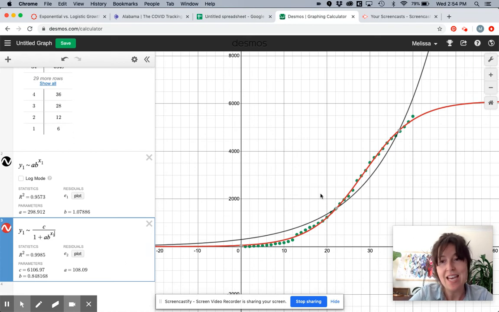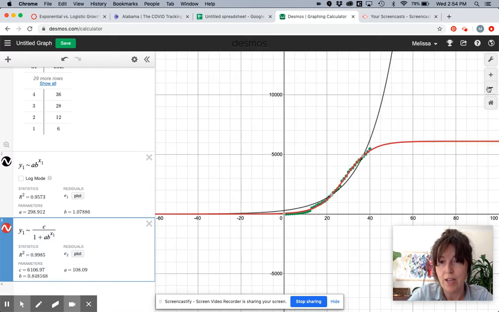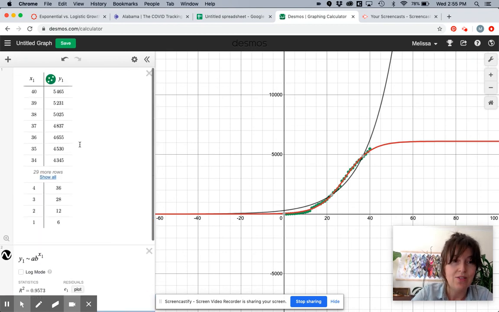So we've got a much more accurate function for this data. And when we look at these numbers, C represents our carrying capacity. So we can see Alabama from this model will still see some growth, but is close to the limit. It looks like it's about 6,107 people. And so they are almost at their limit.